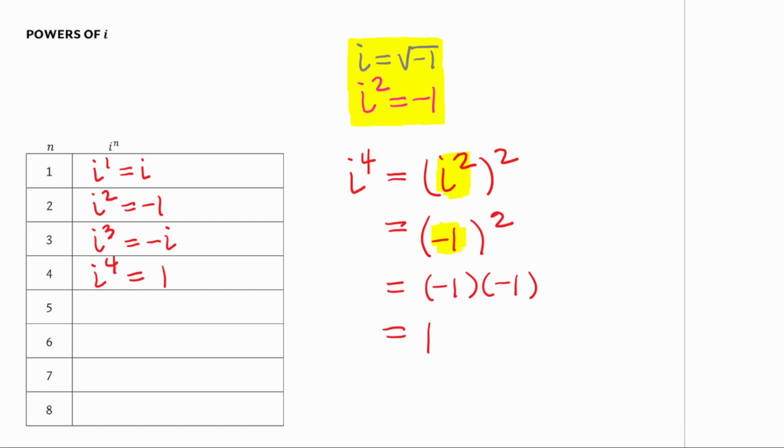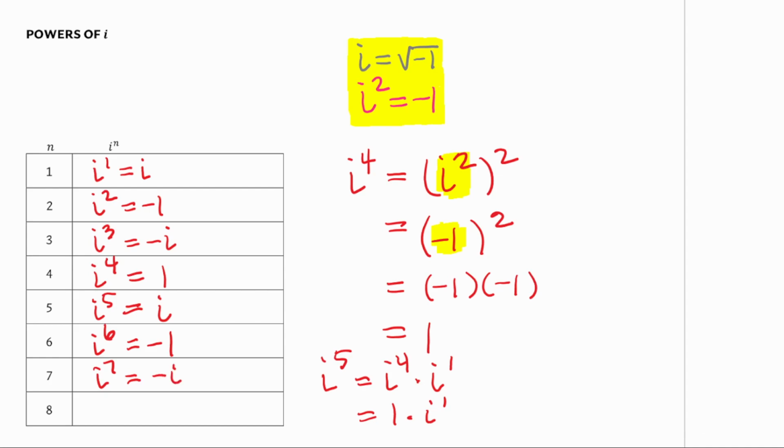Okay, and then going on after that, i to the 5, I could say i to the 5 equals i to the 4 times i to the 1. It's just 1 bigger than i to the 4. And we said i to the 4 is 1. i to the 1, well, that's just i. So it's going to be i. And what happens is it cycles back through. It's going to be i, negative 1, negative i, and then positive 1.